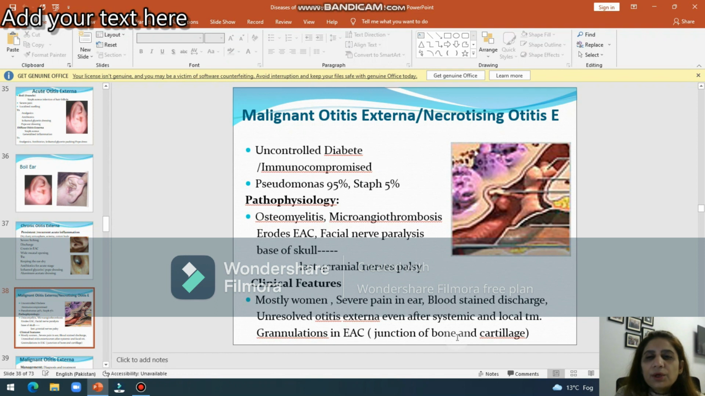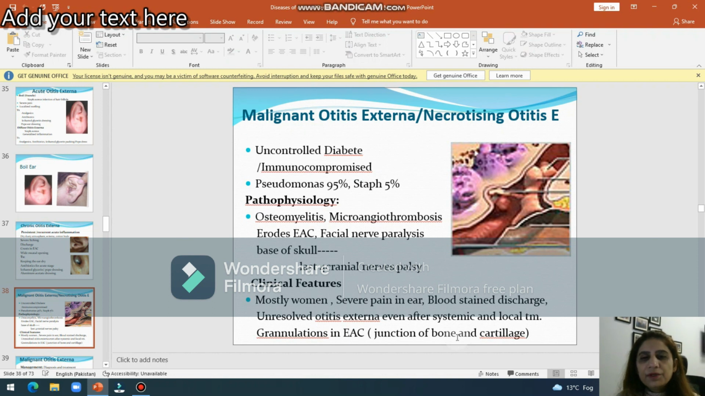So it will cause microangiothrombosis, leading to necrosis of the bone. Decreased blood supply will cause necrosis of the bone, and this necrosis will make it easy for bacteria to spread along the base of skull. So when it damages the posterior meatal wall, it can damage the facial nerve, and along the base of skull, it damages the last four cranial nerves, that is 9th, 10th, 11th, and 12th.